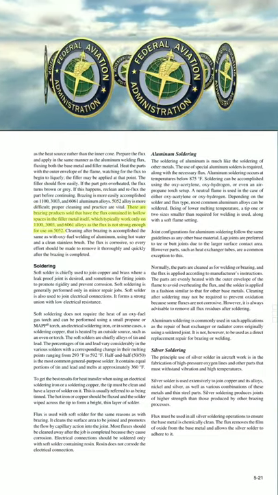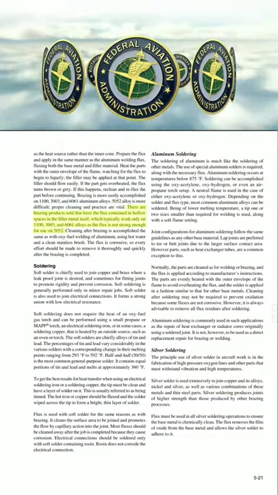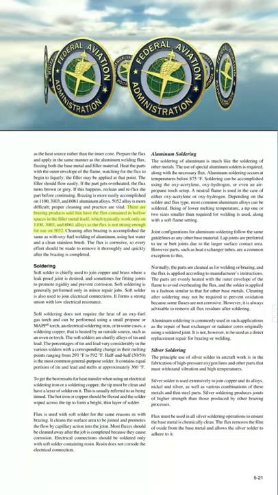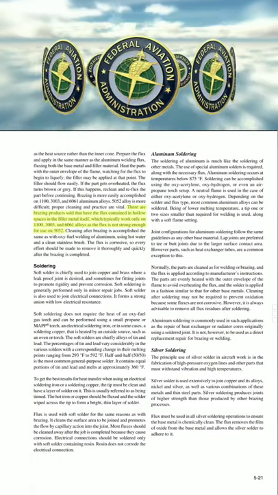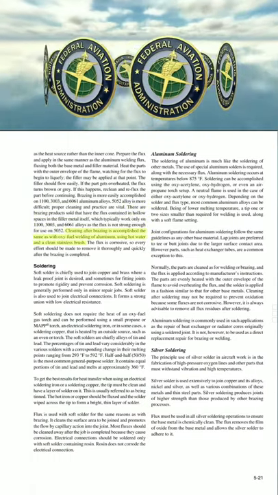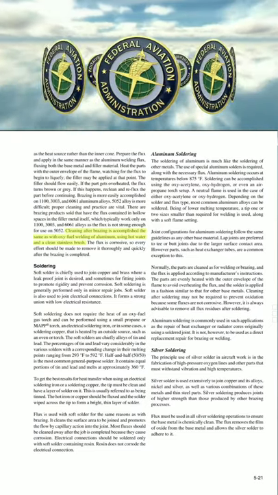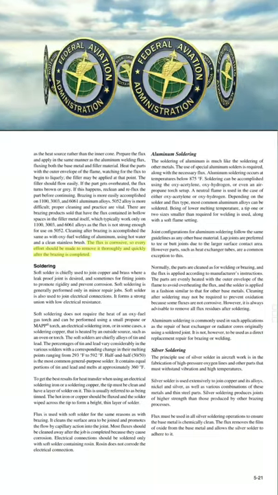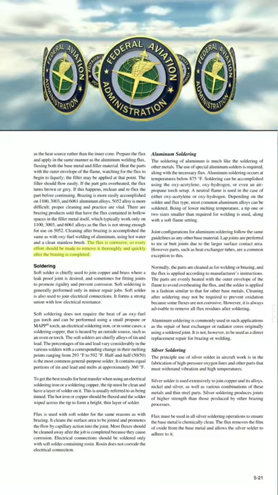There are brazing products sold that have the flux contained in hollow spaces in the filler metal itself, which typically work only on 1100, 3003, and 6061 alloys as the flux is not strong enough for use on 5052. Cleaning after brazing is accomplished the same as with oxy-fuel welding of aluminum, using hot water and a clean stainless brush. The flux is corrosive, so every effort should be made to remove it thoroughly and quickly after the brazing is completed.